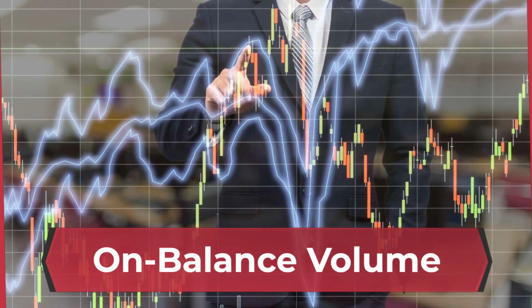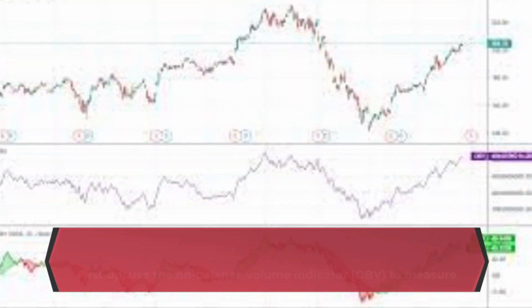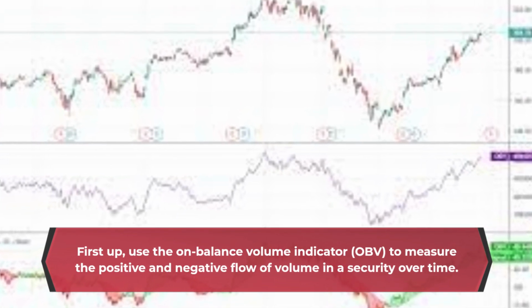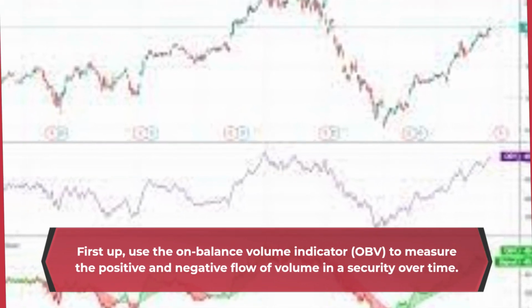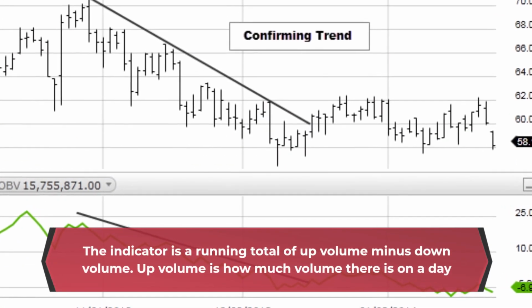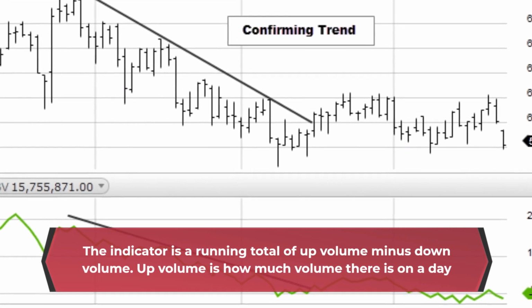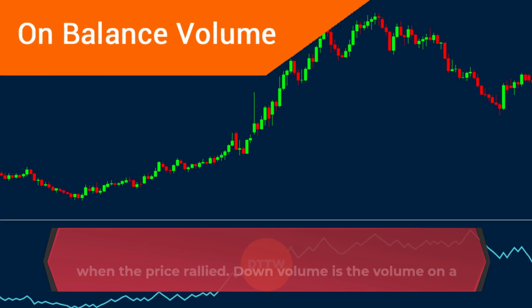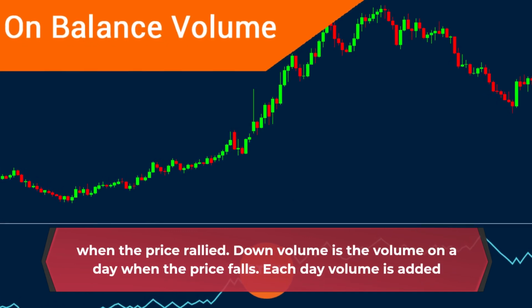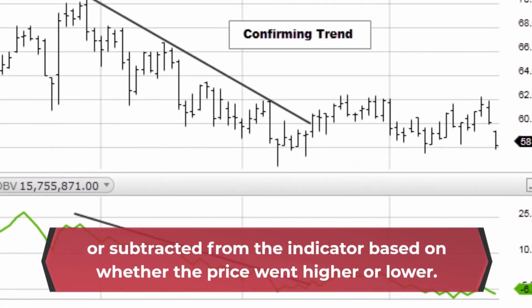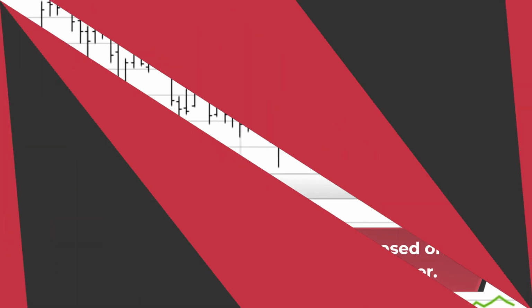On-balance volume. First up, use the on-balance volume indicator, OBV, to measure the positive and negative flow of volume in a security over time. The indicator is a running total of up volume minus down volume. Up volume is how much volume there is on a day when the price rallied. Down volume is the volume on a day when the price falls. Each day, volume is added or subtracted from the indicator based on whether the price went higher or lower.